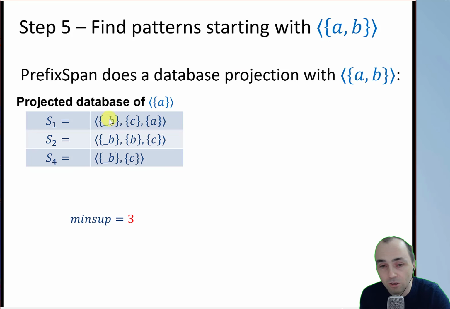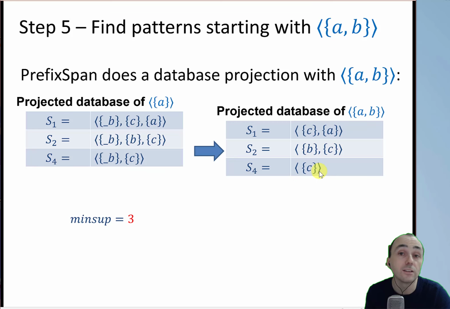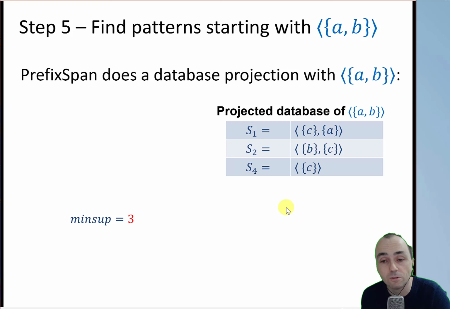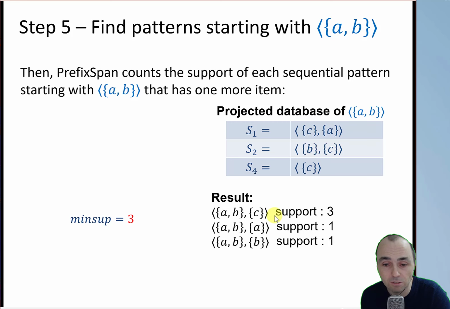Okay, so here what we do, we find the first B, so A with B. Okay, so A with B, we delete everything before, including the B. Same here, same here. So the result is like this. Now, PrefixSpan will read the database one time to count these items and make some patterns. So the result will be like this.